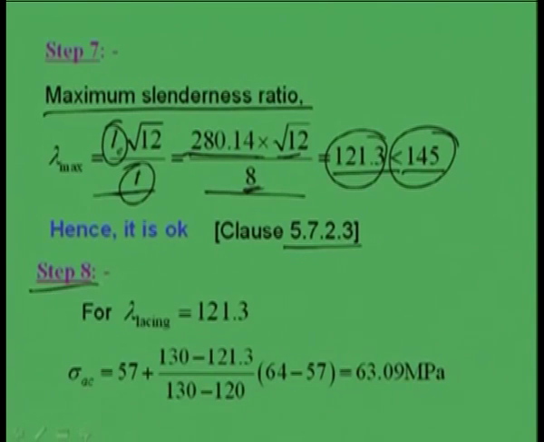In step 8, what will we do? We know lambda lacing is this. So, what will be the value of sigma SC? Sigma SC means the allowable compressive stress, which we will get from table 5.1 of IS 800 1984, right. So, sigma SC we can find out from this table 5.1, that is 63.09, the allowable compressive stress for lacing sheet.